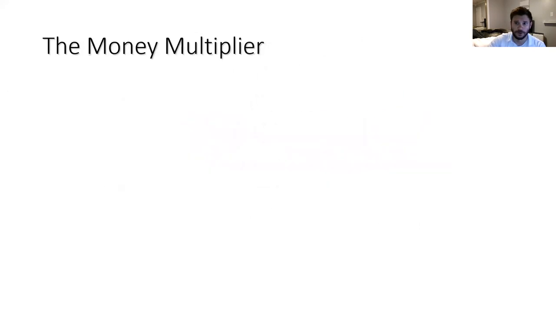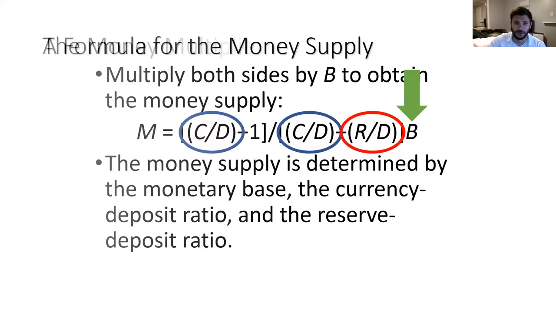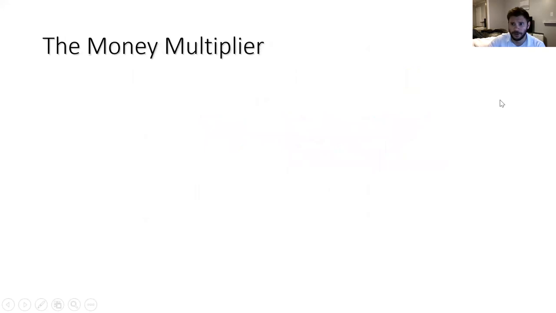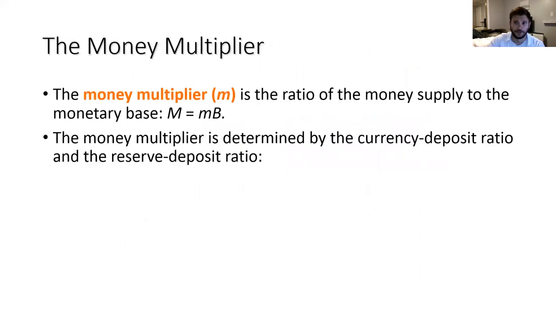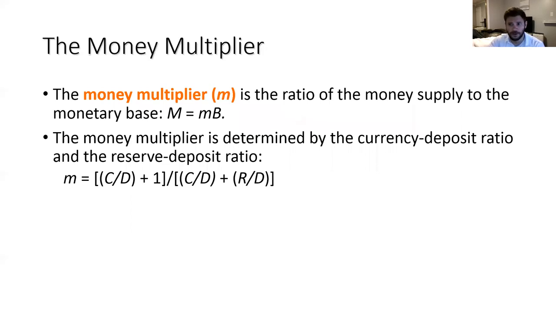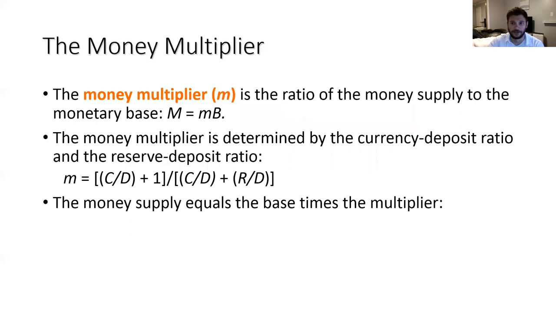Okay, so this term in front of the money supply, this whole term here, excluding the base, we're going to refer to as the money multiplier. And the money multiplier is just, again, the ratio of M to B. And the money multiplier is determined, again, by these two important ratios, the currency to deposit ratio and the reserve to deposit ratio. Once we know the money multiplier, we can multiply that by the base, and that will give us the value of the money supply.